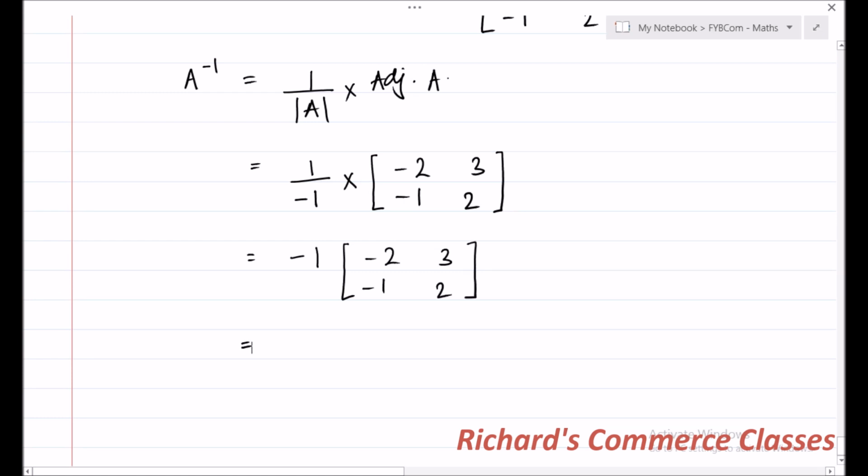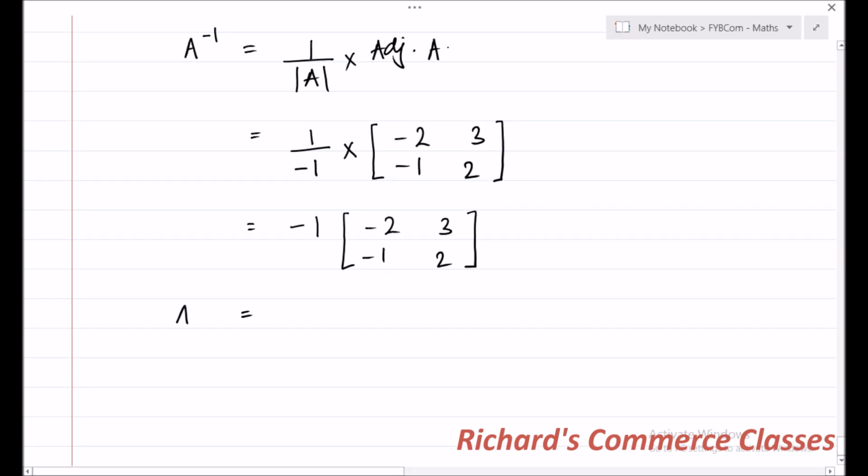And finally, the answer for the inverse of matrix A will be -1 into all the elements of the matrix. So that will be -1 into -2, that is +2, -3, +1, and -2. This is how you calculate the inverse of a 2 by 2 matrix. The same steps will apply for finding the inverse of a 3 by 3 matrix.